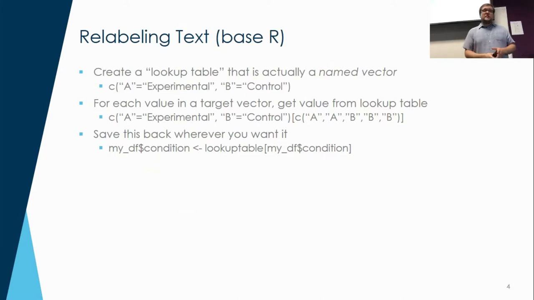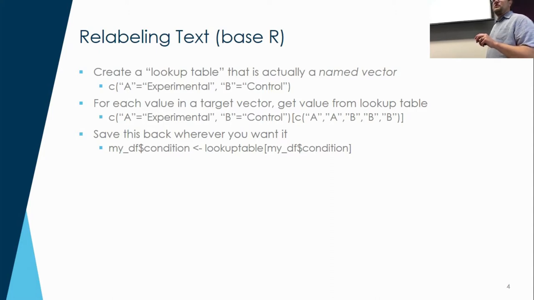Okay. Relabeling text. This came up in the beginning of the first course, but wasn't explicitly labeled as being a base R function. It sounded an awful lot like it was part of dplyr, but it's not. The basic idea is if you want to create this kind of thing right here, you know what this is called? What kind of data type, what class is this right here?